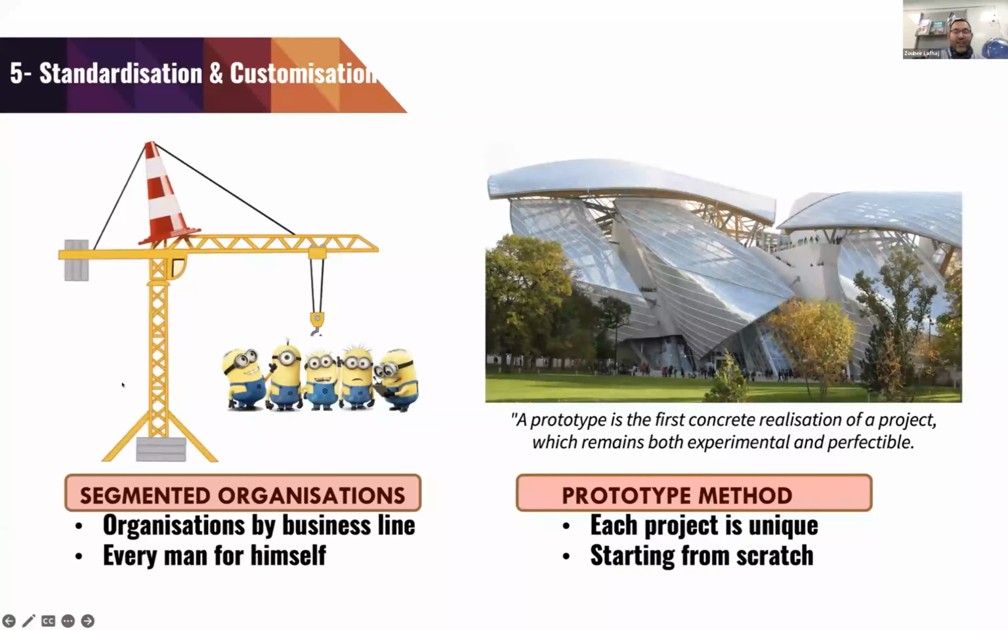Segmented organization by business line, every man or woman for himself. Prototype method. Each project is unique, starting from scratch. We can here see beautiful buildings. A prototype is the first concrete realization of a project, which remains both experimental and perfectible. And the photo of this building is the Louis Vuitton Foundation, really important near Paris, or in Paris. I invite you to visit it.